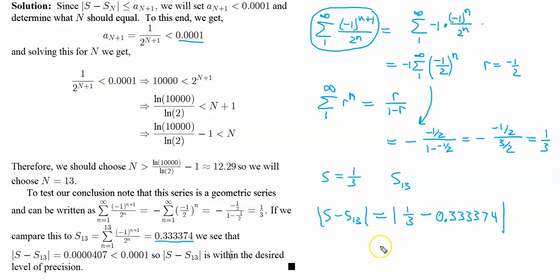And if you calculate this, you'll find that you get this value right here, 0.0000407, and that is certainly less than 0.0001. Notice we have 4 zeros here, 3 zeros here, so this number is less than 0.0001, and that is what it should be, right? If we did everything correctly, the difference between these two should be less than the error that we wanted, and it is in this case.